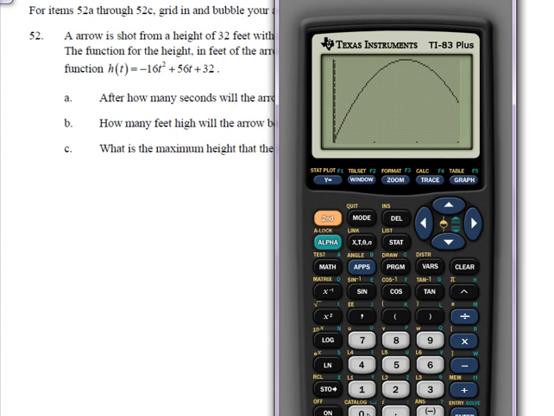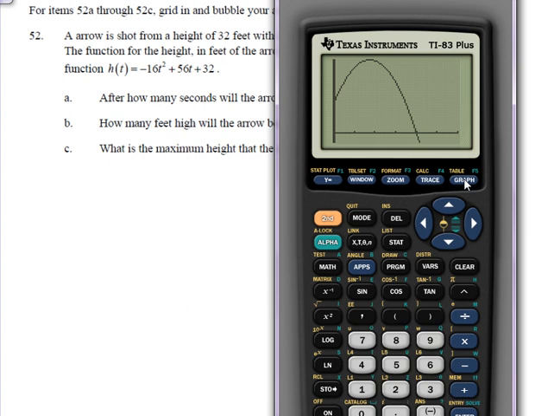So we can't quite see where it hits the ground, so what I'm going to do is go to my window, and I'm going to make my X max maybe 6, and see if that helps us out at all. And it does. Now let's look at the window and make sure we can see the Y min. We probably want to be like -10, just so I can see that x-axis and clearly see where it hits 0.